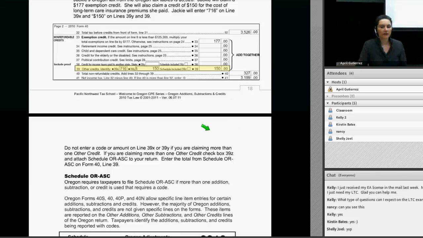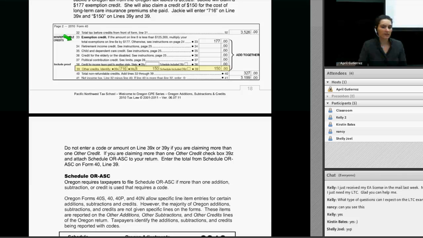Do not enter a code or amount on 39X or 39Y if you are claiming more than one other credit. In that case, you have to attach the schedule again. But let's take a look at the credits that are given their own lines, because you can have more than one credit as long as they're all falling on their appropriate lines.